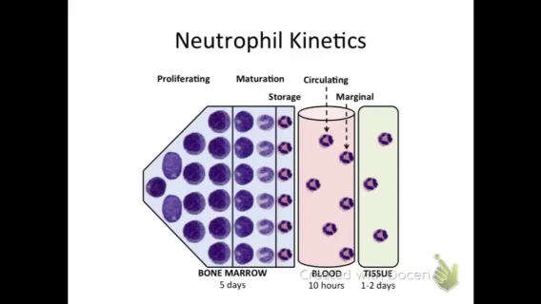Neutrophils typically spend about 5 days maturing in the bone marrow, 10 hours in circulation, and then roughly 1 to 2 days in the tissues before they undergo cell death.